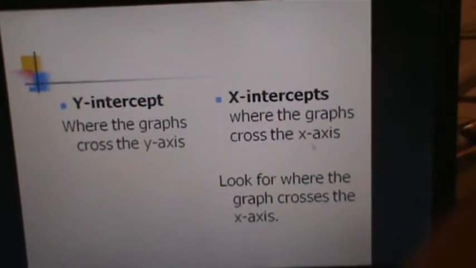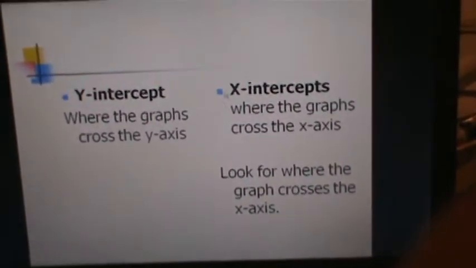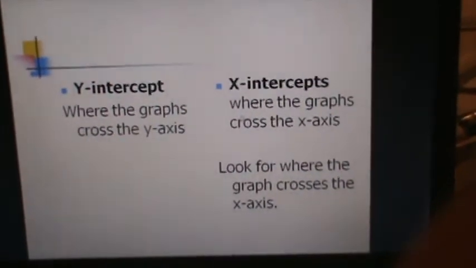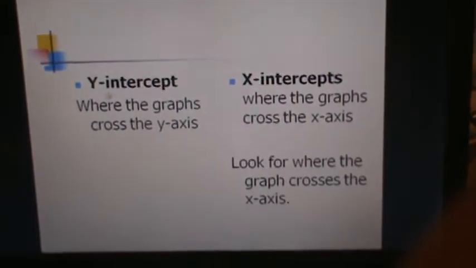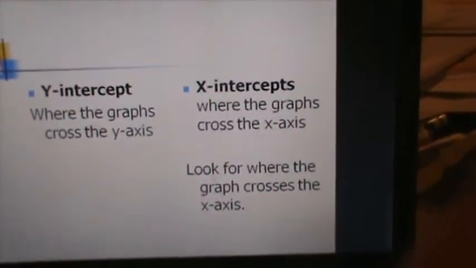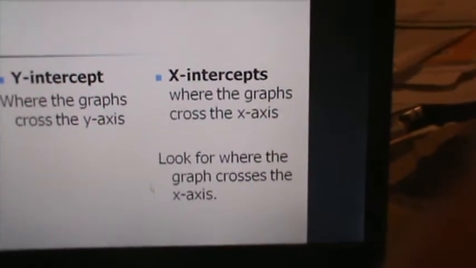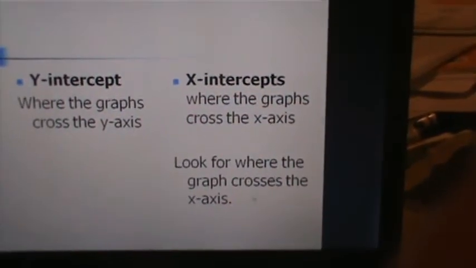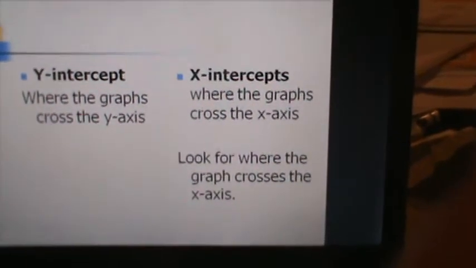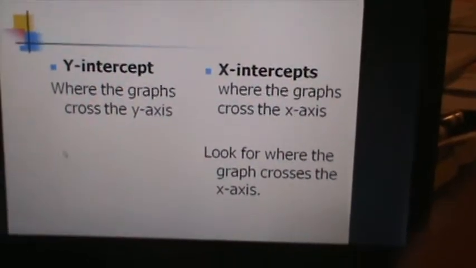Your x-intercept is where the graph crosses the x-axis. Now, in most cases, you're going to have more than one x-intercept because it's going to cross the x-axis twice. However, there are some cases when it crosses once, and we'll look at those examples soon. Right now, we only want to focus on looking where the graph crosses the x-axis by looking at the graph. There are other methods to finding the x-intercepts that we'll talk about later.